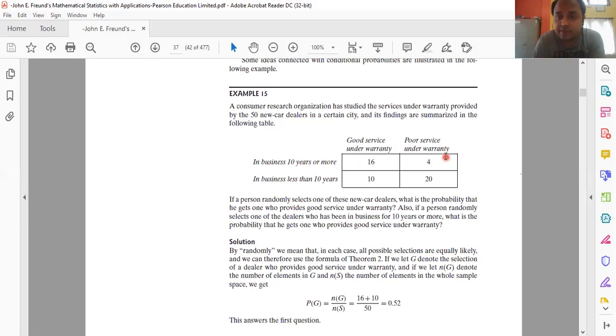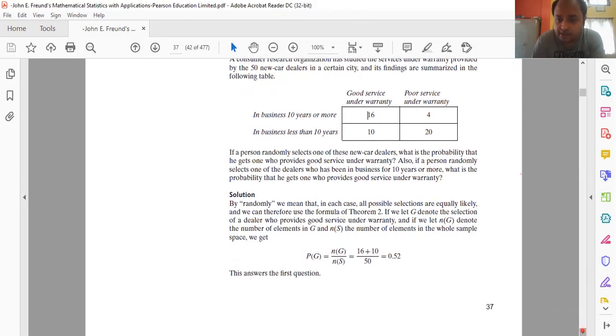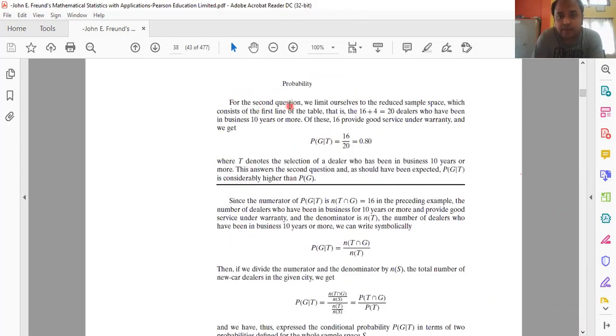Original size of the sample space was 50. Here the size of the sample space has reduced to 20. Okay, so now let's check what they have said. Now for the second question, we limit ourselves to the reduced sample space, which consists of the first line of the table. That means the first row of the table. That is the 16 plus 4, that is 20 dealers who have been in business 10 years or more. Of these, 16 provide good service under warranty, and we get the probability of what they have written.